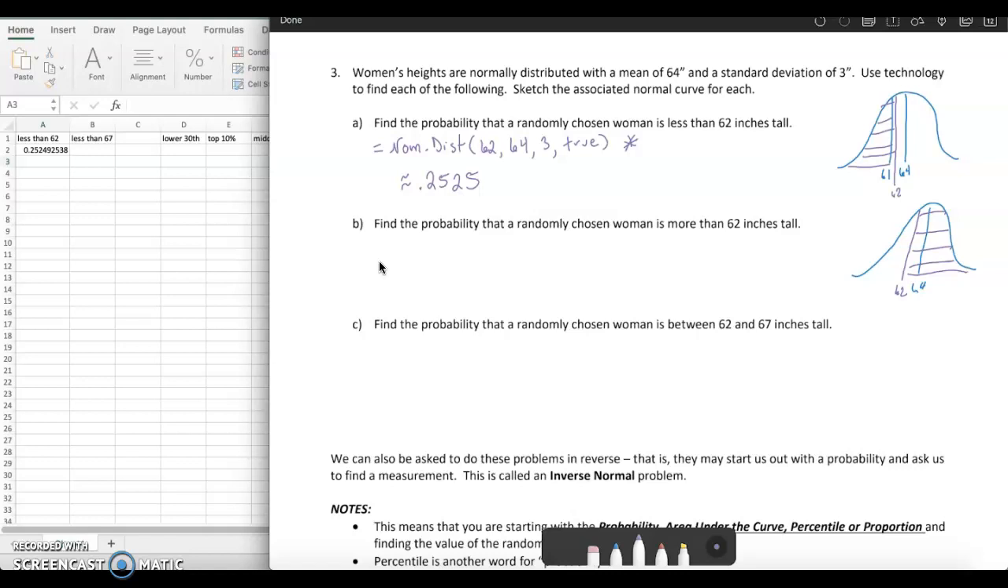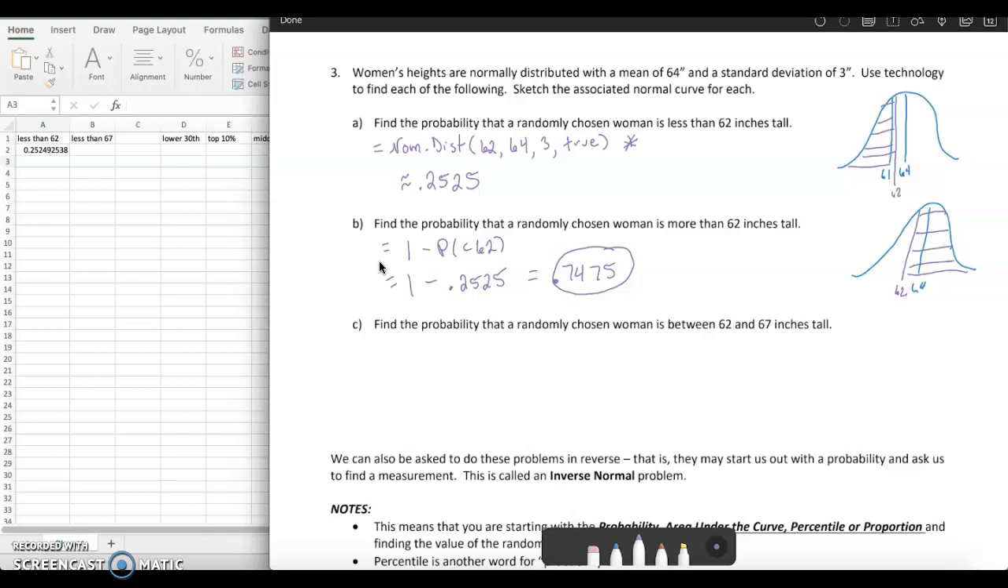Because we've already calculated less than that, we can just use the complement rule here. If you hadn't already done part A, you would have to do that now because, again, Excel only does the up to direction. So anytime you need greater than, you have to use the complement rule, which is why we learned it. So we're going to do 1 minus the probability of being less than 62 inches, which we happened to already find as being 0.2525. So if we subtract that, we get 0.7475. And that would be enough work there to explain what you were doing and why you got what you got.